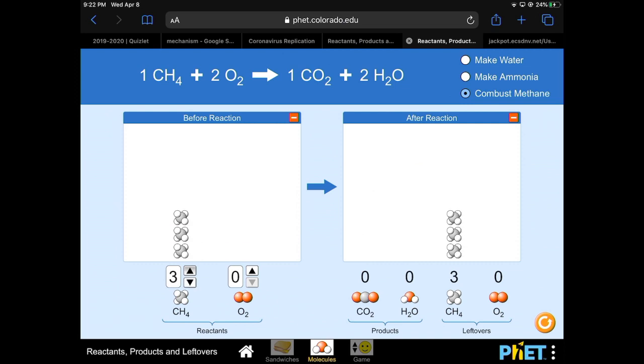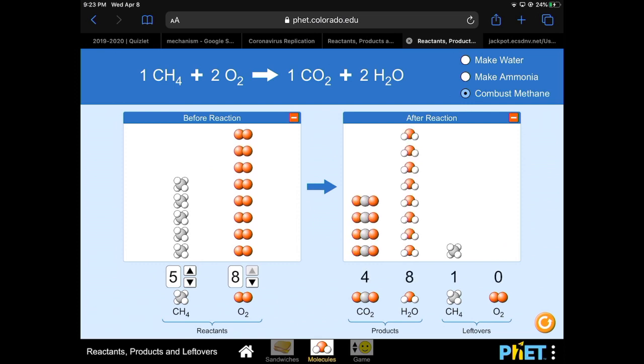Well, what if we had like 5 methane molecules there? How many oxygen molecules would we need? We would need a lot, wouldn't we? Let's look to the right. I'm going to keep adding them on the left, and then look to the right to see when all the methanes are finally going to disappear. I can't even add any more. It's only allowing me to add 8. So you can see it takes a lot of oxygen even to burn methane.